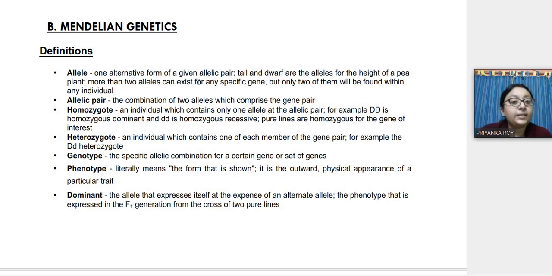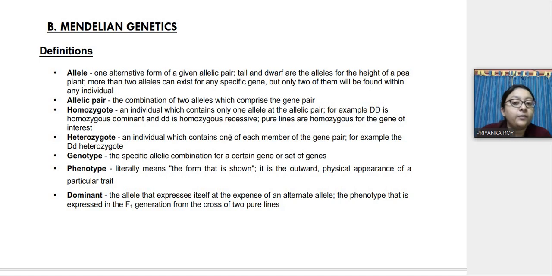More than two alleles can exist for a specific gene, but only two of them will be found within any individual. So we can have only two alleles for one particular trait or character. Now an allelic pair is the combination of these two alleles, and homozygous is when the two alleles are of the same type, like capital D or small d. This is homozygous recessive and this is homozygous dominant. When the two alleles are of the same type, it is called a homozygote. It is called a pure line.